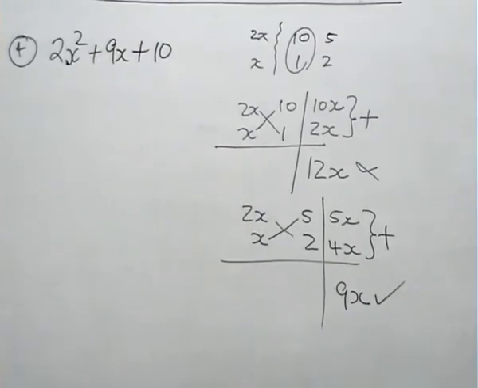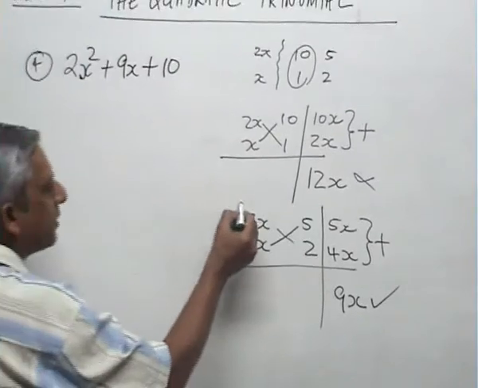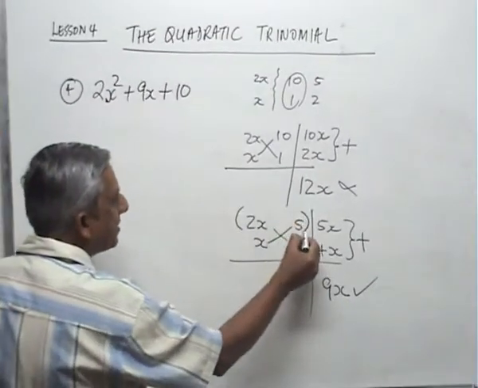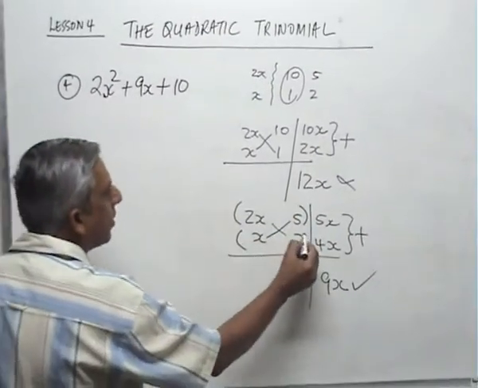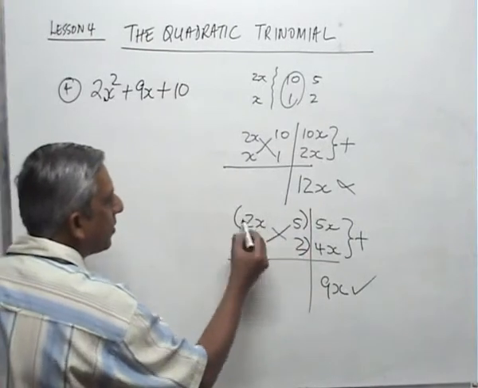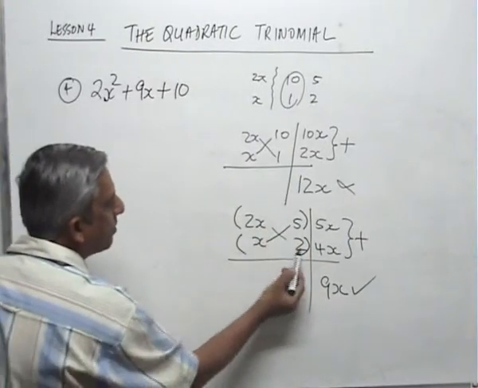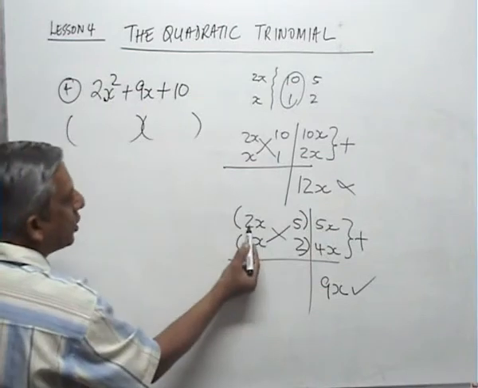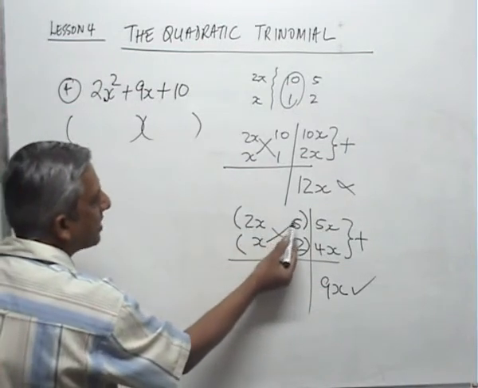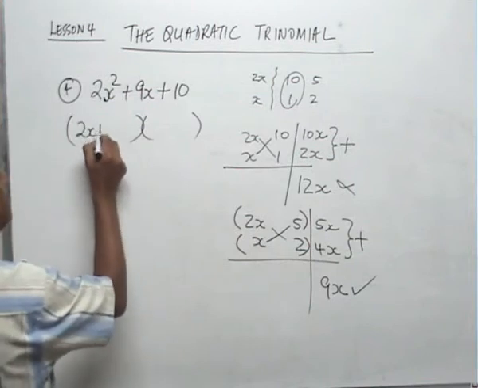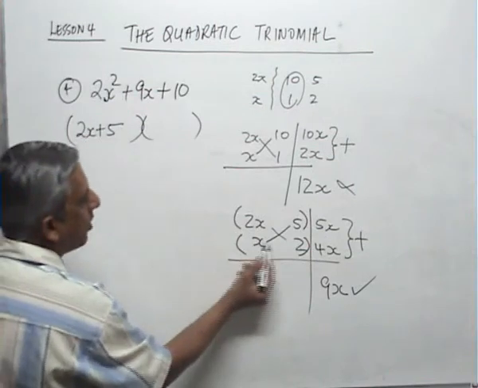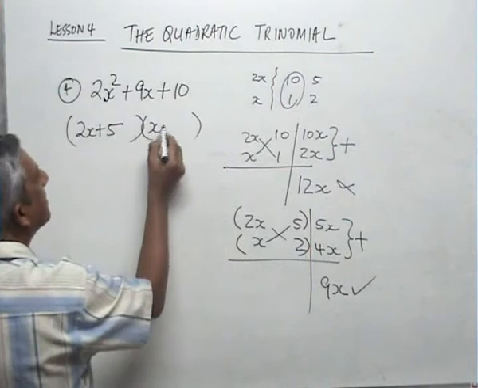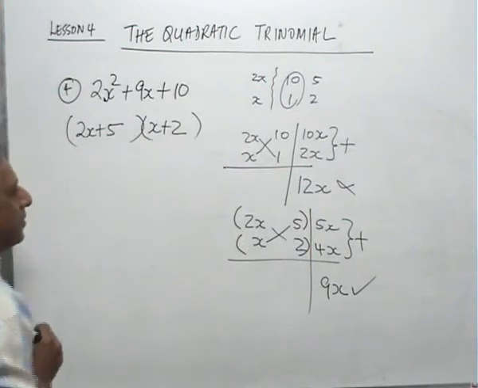Now listen carefully to what happens. This top 2 goes in one bracket. The bottom 2 goes in one bracket. So there are your brackets. On the top I got 2x plus 5. In the bottom I got x plus 2.